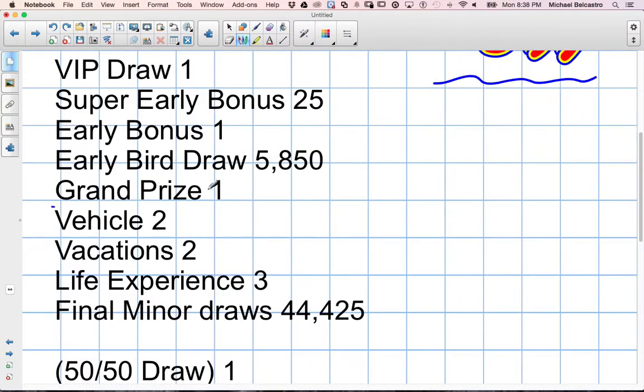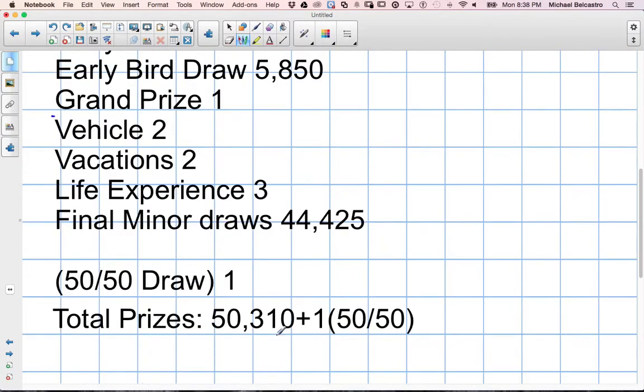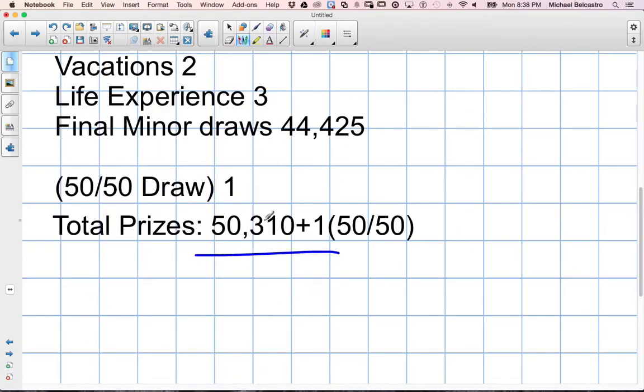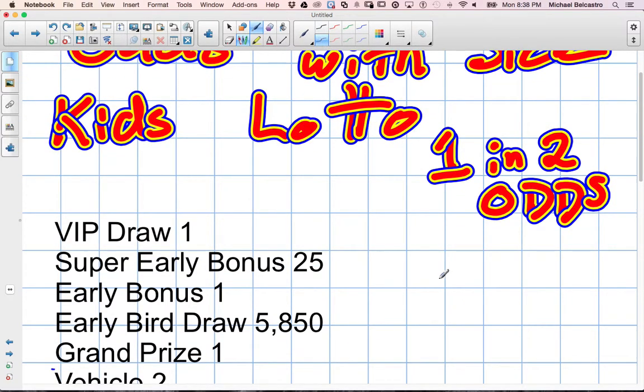Now, we have a whole bunch of prizes, and here's the big list of prizes, all the things you can win. And we added them up, plus the draw: 50,310, tons and tons of them. Before we get into that, let's talk about what odds are.